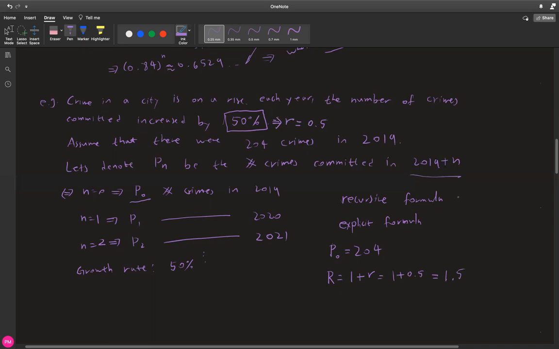So let's find the recursive formula first. The recursive formula is simply the common ratio multiplied by the previous term in the sequence. And what about the explicit formula? The explicit formula is the common ratio, exponentiated by n, multiplied by the initial population. So in this case, it's going to be 204.